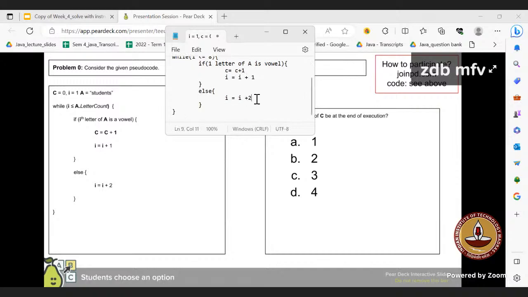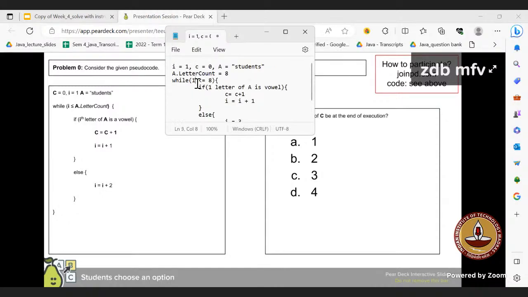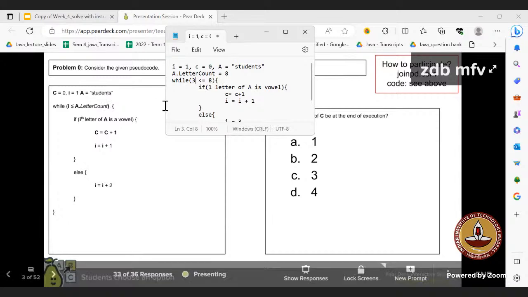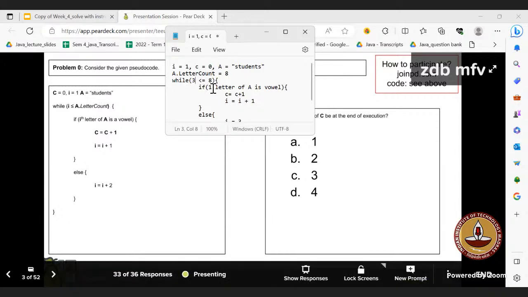In the else part, what we are doing? I equal to I plus 2. Now what will be the value of I? 1 plus 2, 3. Now what we will do? As it is a while loop, the condition will be checked. While loop will be executed until and unless the condition has become false. So 3 less than or equal to 8, yes, the condition is satisfied.